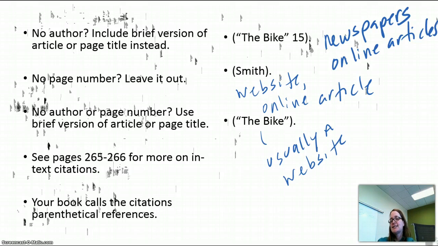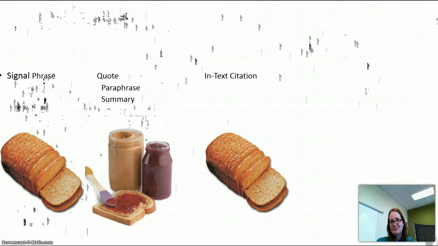So just so you know, those two things are interchangeable. Again, a lot of this, if you have a book, you're going to have a page number and an author. A lot of these other instances are when you're looking at newspapers, online articles, websites, and things like that. That's when you're going to encounter these times when you're not going to have access to all the information that you wish you had. All right.